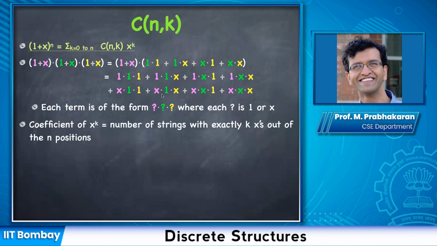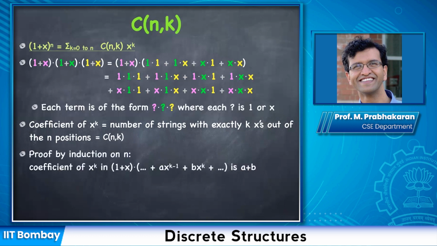Okay, so the coefficient of x to the power k is the number of strings over the alphabet 1 and x, and it should have exactly k x's in it. That is simply choosing k positions out of n positions to be x, and there are C(n,k) ways of doing that. Okay, so the coefficient of x to the power k in here, I hope I convinced you, is C(n,k).